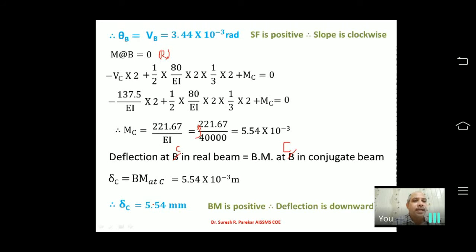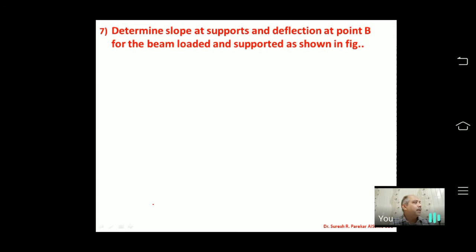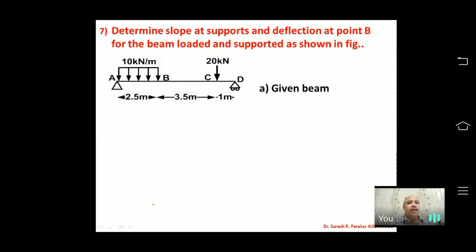If you have complicated loads, or a number of loads in a haphazard manner, then that becomes difficult to solve. Therefore, problems are not with many loads if we look at competitive examinations. Now we have the next problem.